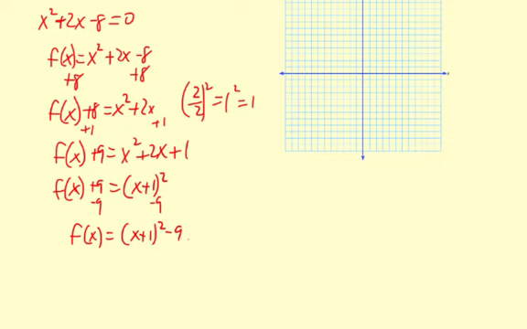Okay, now let's graph this thing. The vertex is going to be the coordinate -1, -9. -1 and then down 9. Right there.